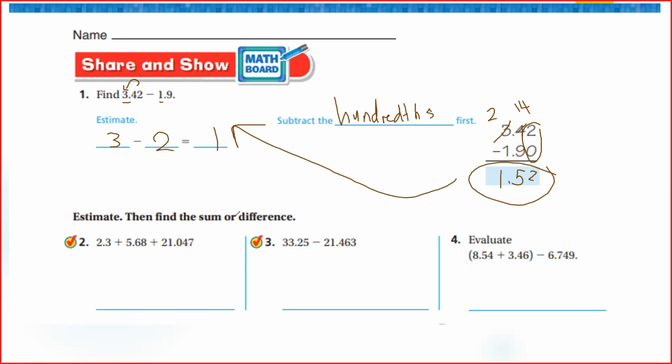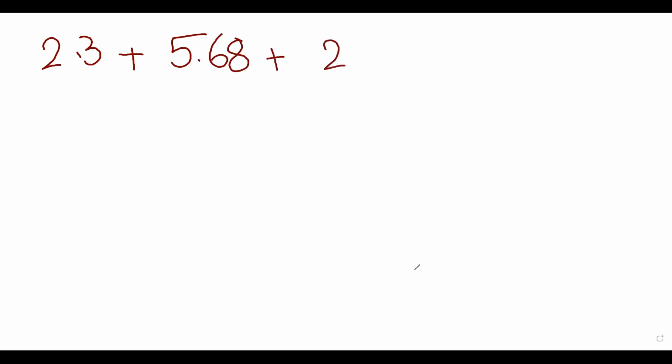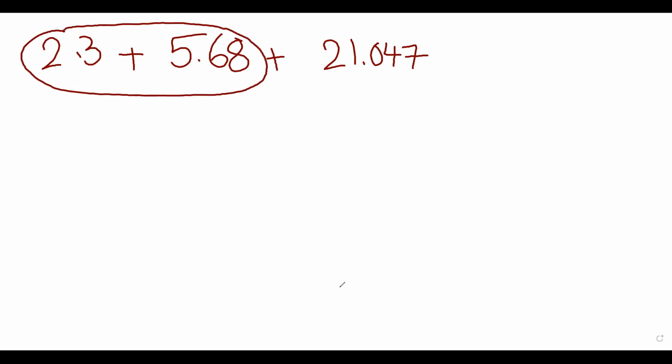Okay, now estimate, then find the sum or difference. Number 2. I will solve it here now. We have 3 numbers: 2.3 plus 5.68, then 21. Now, what do you have to do first? Do you remember the associative property? Let's start adding the first 2 numbers. Or shall we add the 3 together? What did you prefer? Yeah, okay.